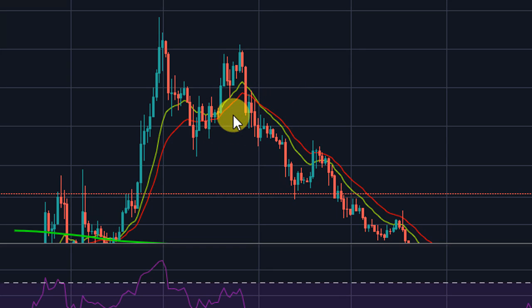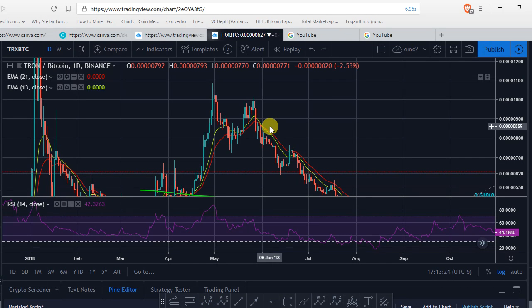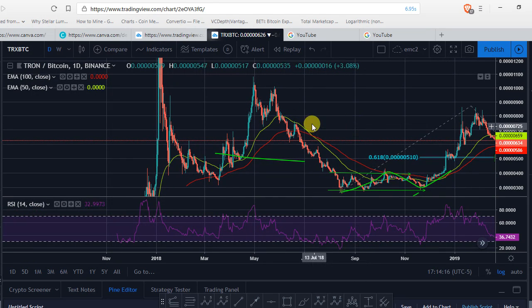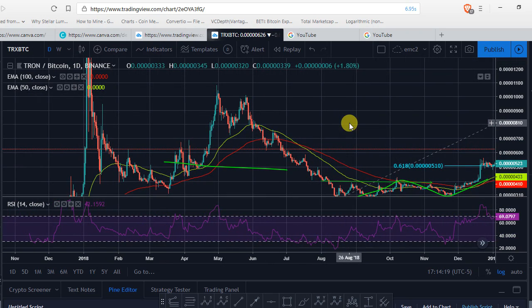So this is a clear indication it's time to take profit, and Tron is extremely bearish according to these two moving averages, right? Another thing I wanted to talk about with these moving averages is the 50 and the 100 EMA. The 50 and the 100 EMA are not a good indicator of showing you at what point you're going to top out, right? The 13 and the 21 are a good indicator of showing you at what point you should be taking an exit, right?